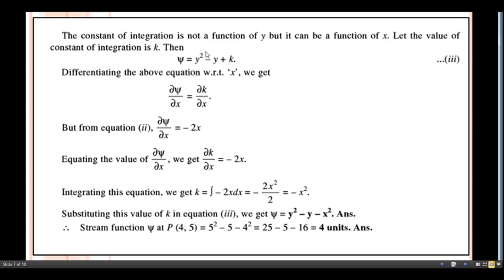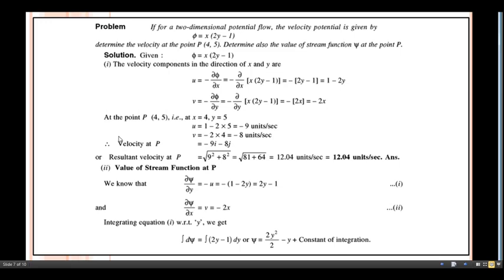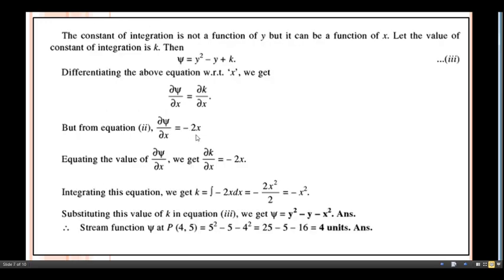with respect to x, this term becomes 0, this term becomes 0. So what we get here is ∂k/∂x. Now from equation number 2, we know this ∂ψ/∂x, this term already with us, is minus 2x. Now proceeding further, equating the values of ∂ψ/∂x, we get ∂k/∂x is nothing but minus 2x.